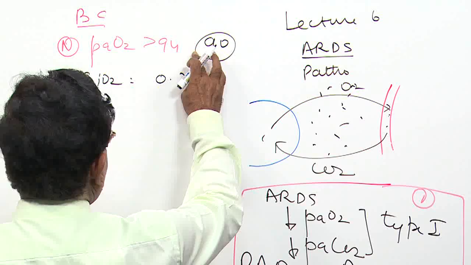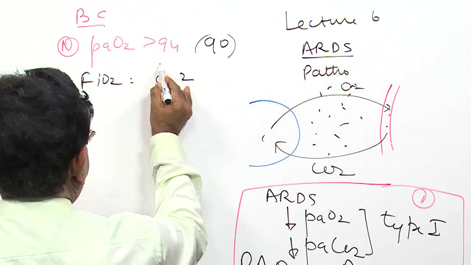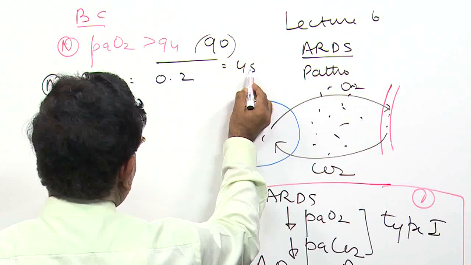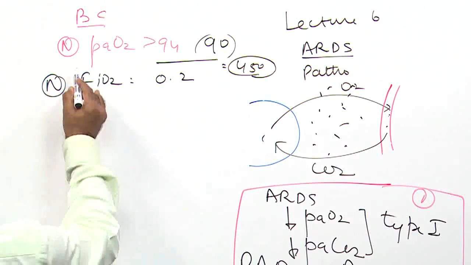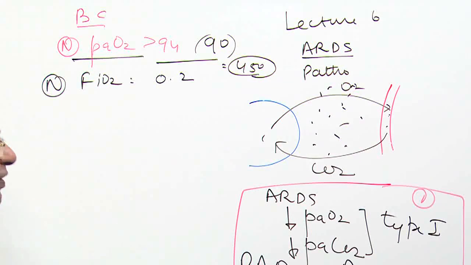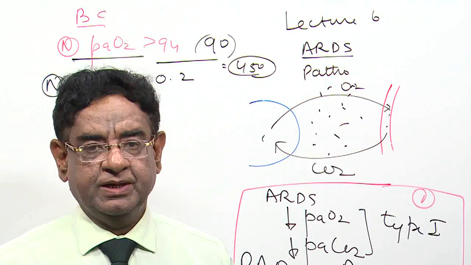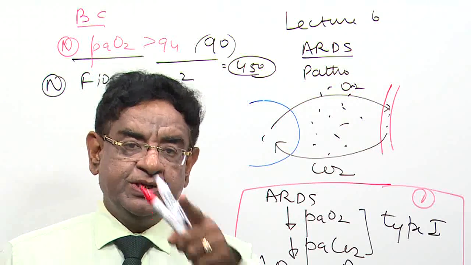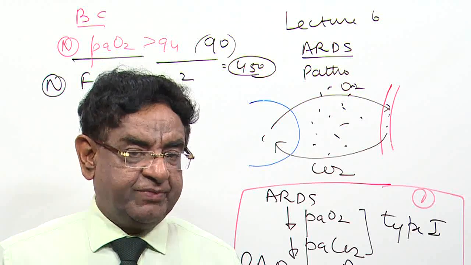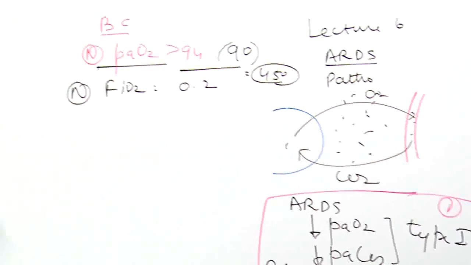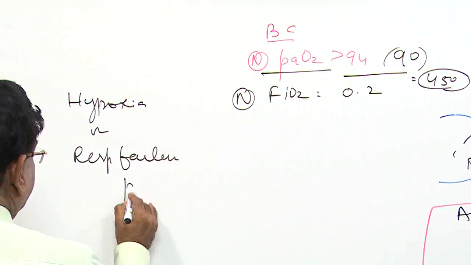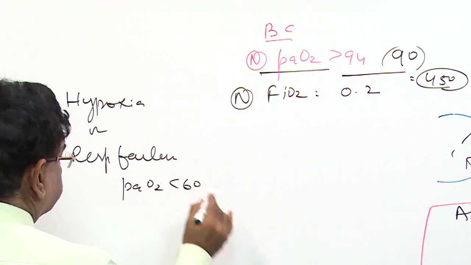The normal PaO2 is 90 and the FiO2 is 0.2, so the ratio is how much? 450. The normal PaO2 FiO2 ratio is 450. Next point. You know very well that when we say hypoxia or respiratory failure, when do you call it? When PaO2 is less than 60.